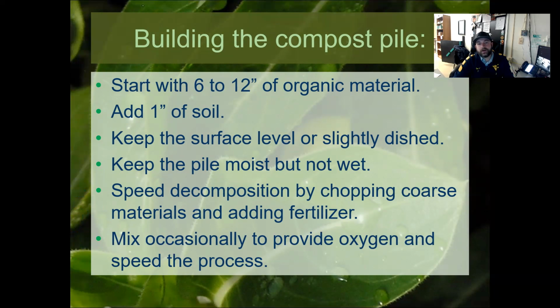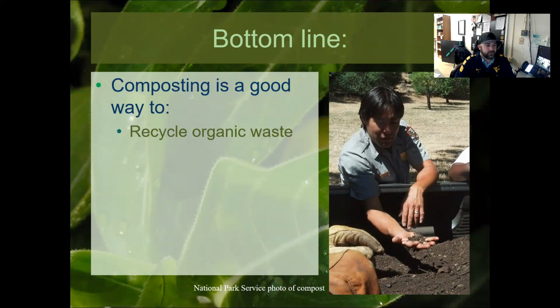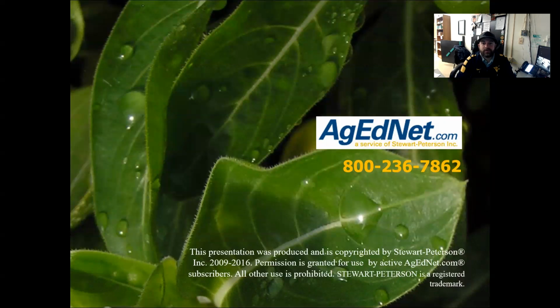One of the things we do here is we have a couple spinners in the back that we use for chopping up that soil and all that organic material to bring it together, and it helps with the breakdown of the materials to create a nice compost pile. So our bottom line here, composting is a good way to recycle organic waste, improve soil texture, provide some plant nutrients.